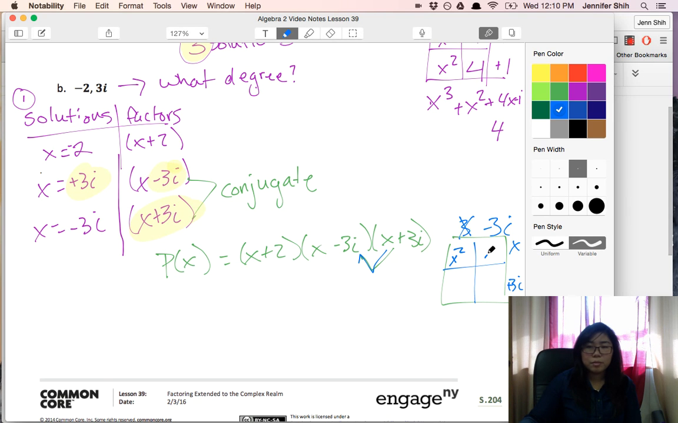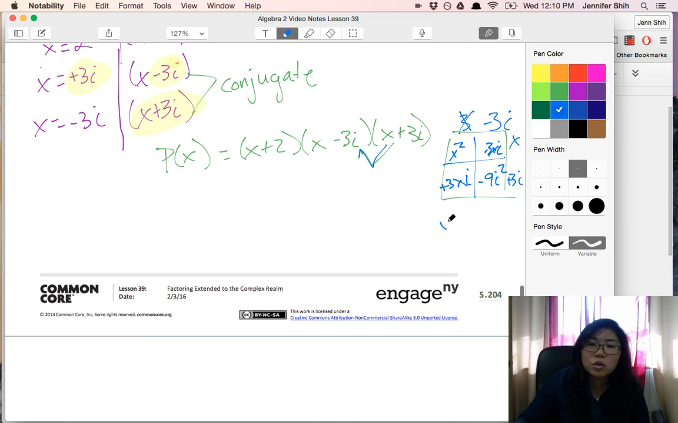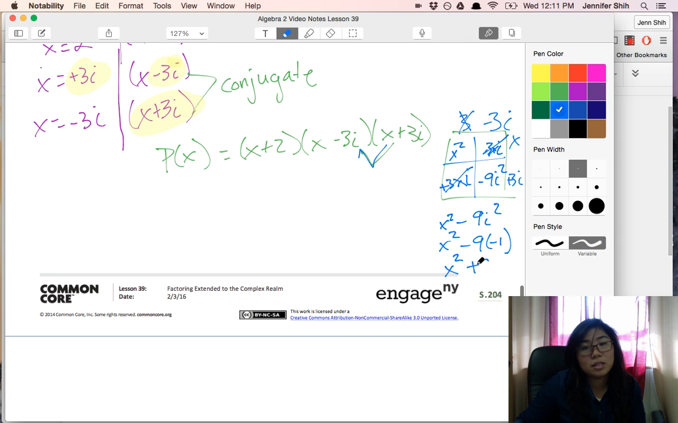x squared minus 3xi. You can pause the video and then check your work here because I'm just going to show my work. And then -9i squared. So here's where it's important to combine like terms again. You're going to combine all the insides. This is a negative version. This is a positive version. And you have -9i squared, which is equal to -9 times -1, which is equal to positive 9. So we have x squared plus 9. Very important.